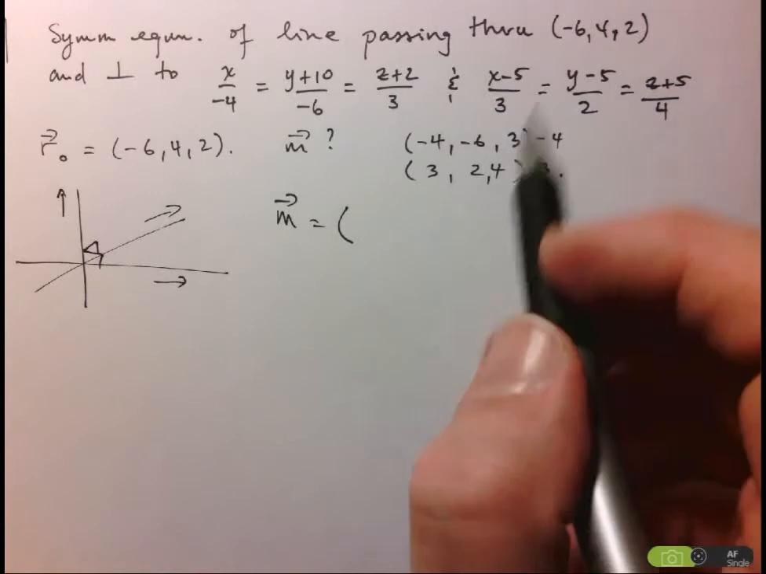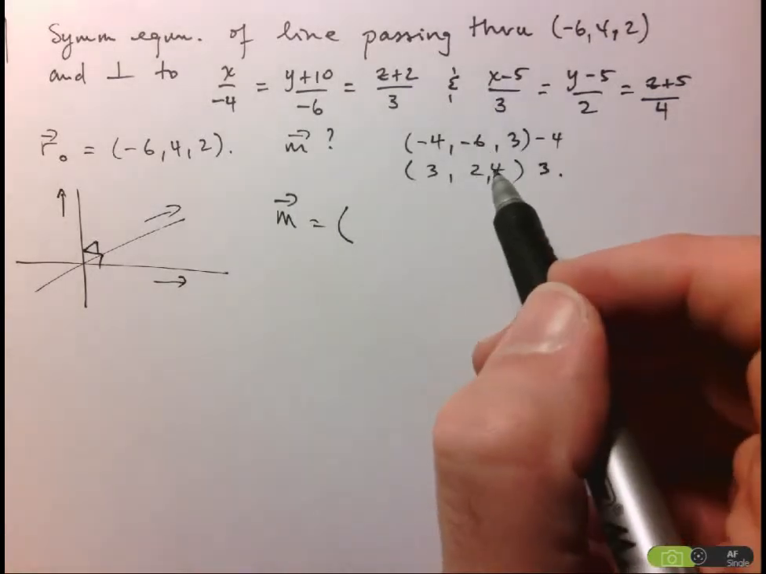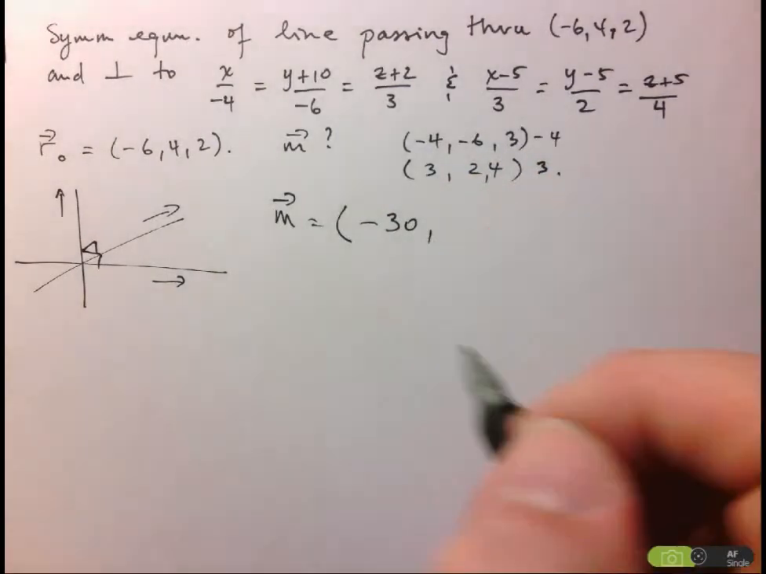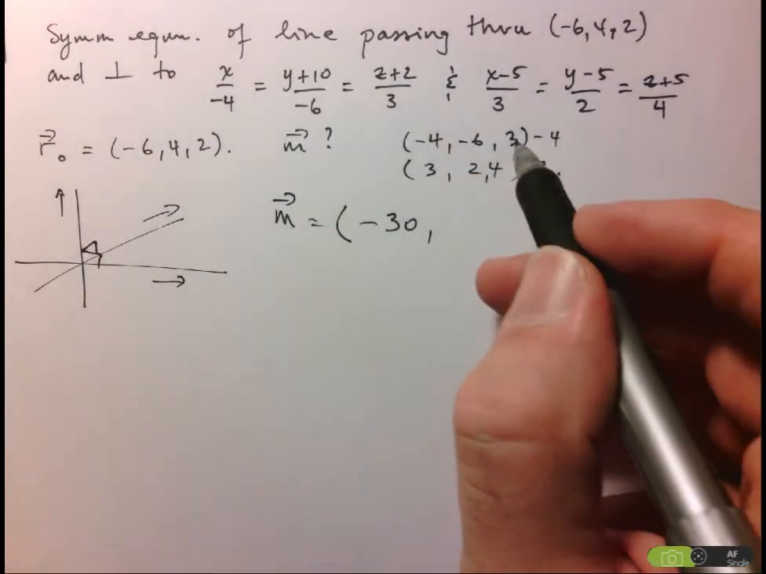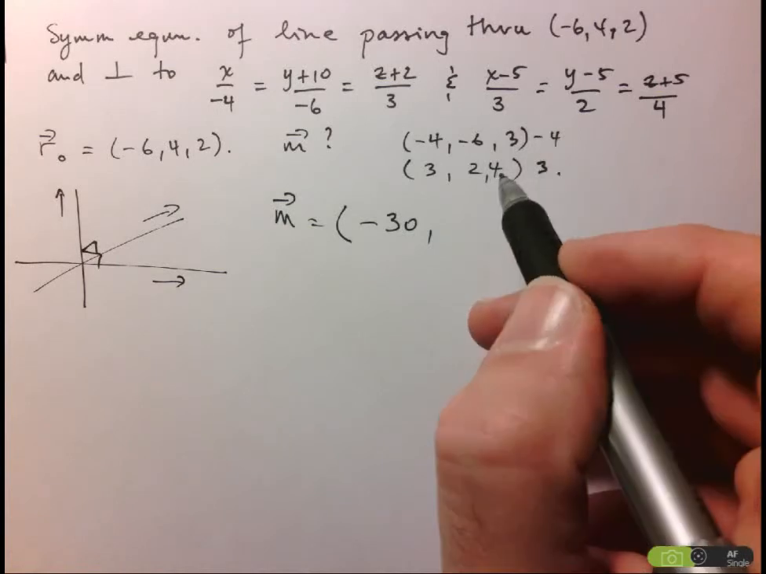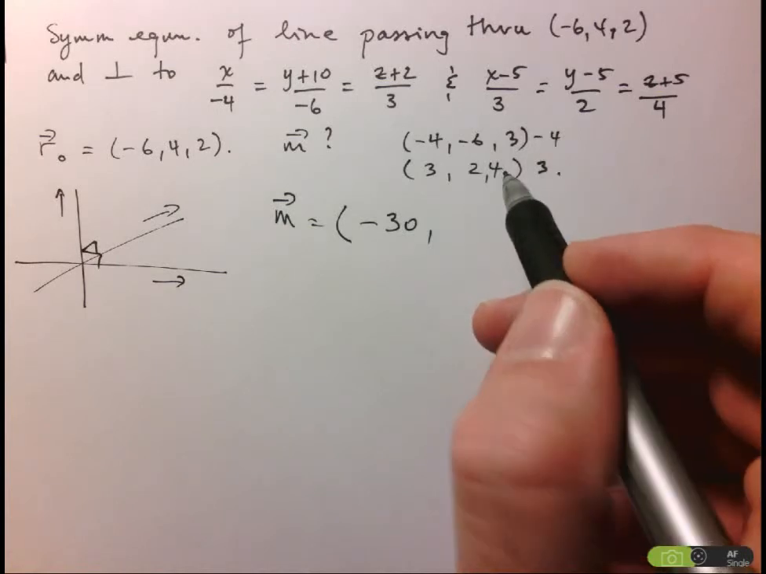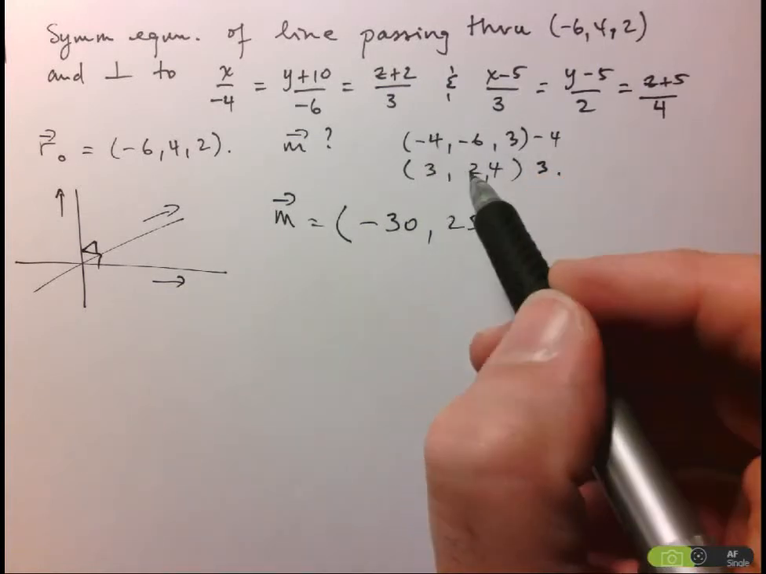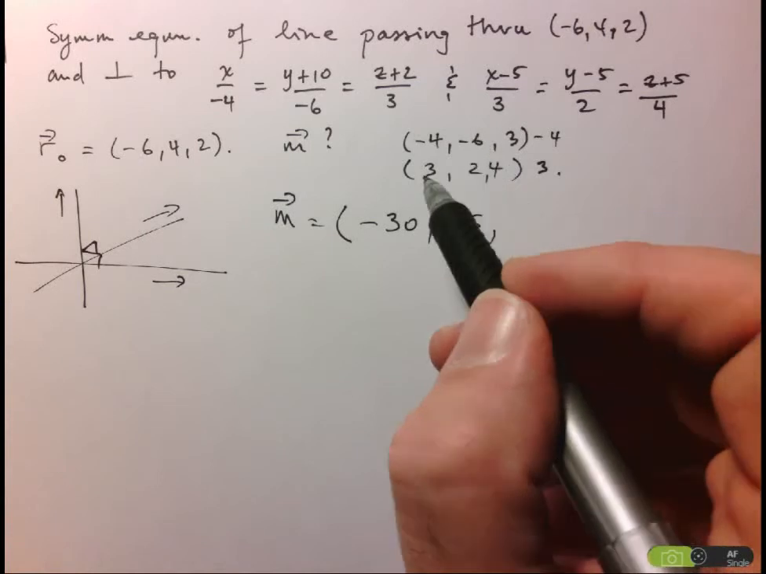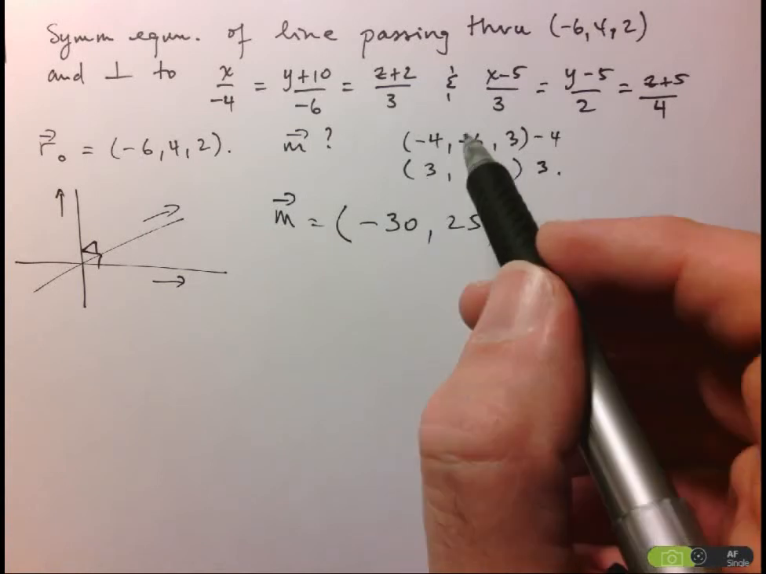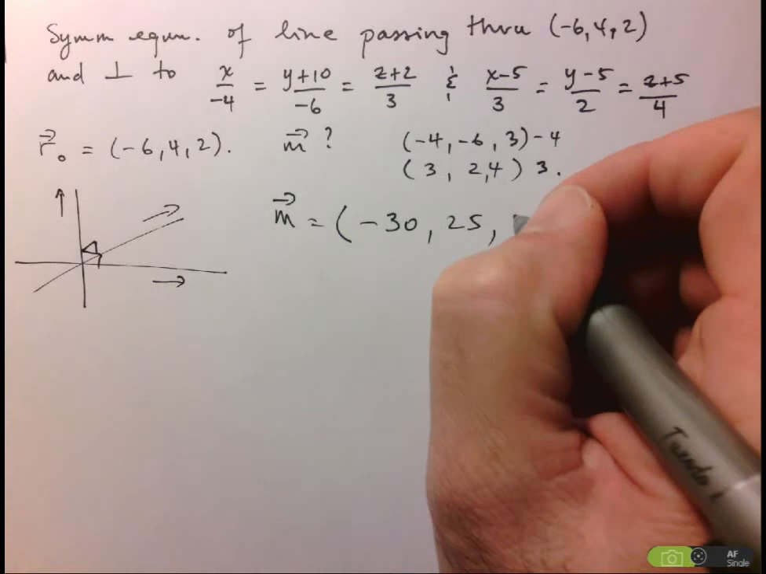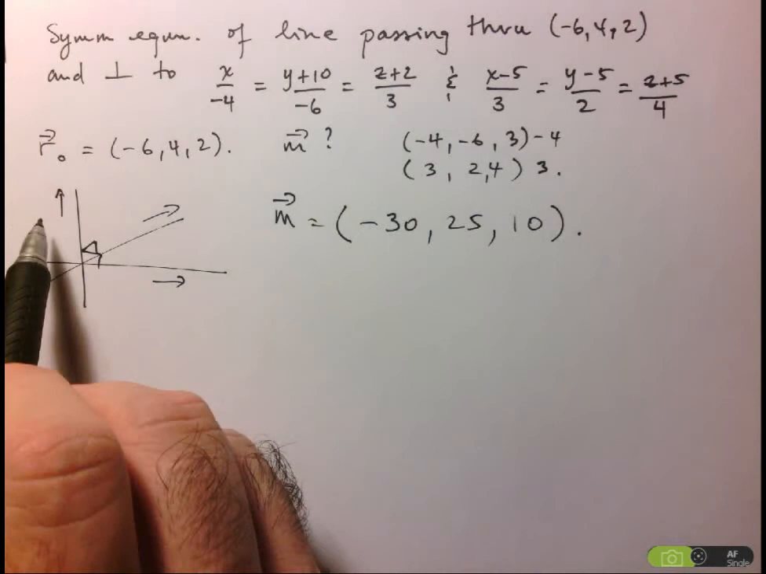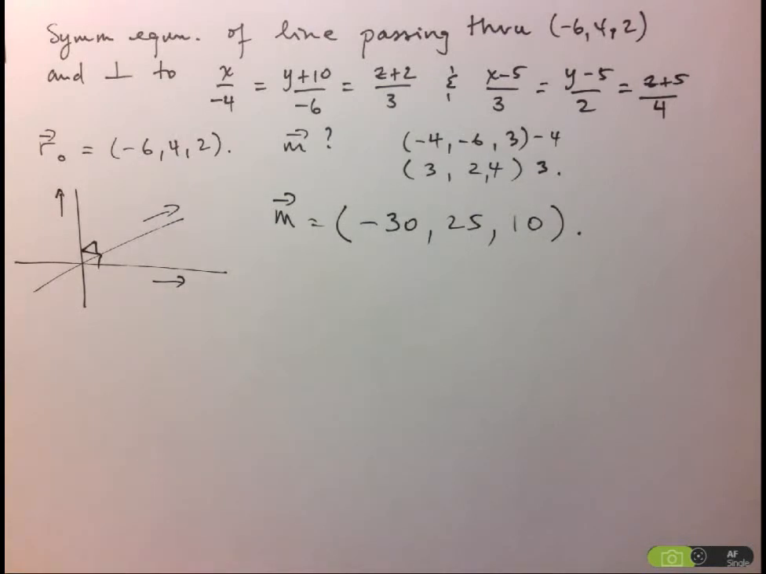Here we've got -24 minus 6, so we've got -30. Then here we've got 9 minus -16, so 9 plus 16, which is 25. And then here we've got -8 minus -18, in other words, -8 plus 18, so that's equal to 10. This vector here can act as a direction vector for the line I'm looking for.